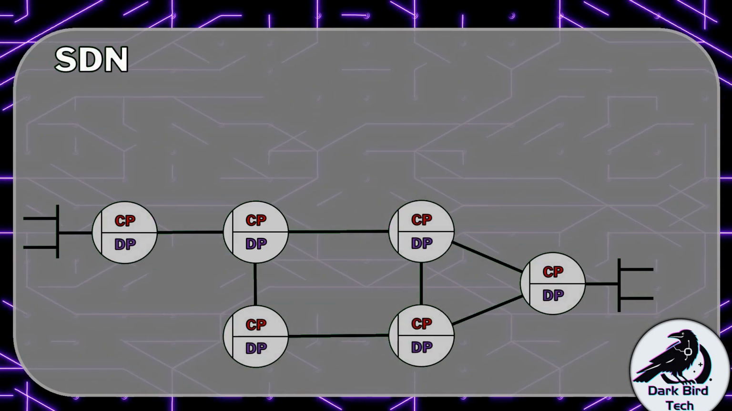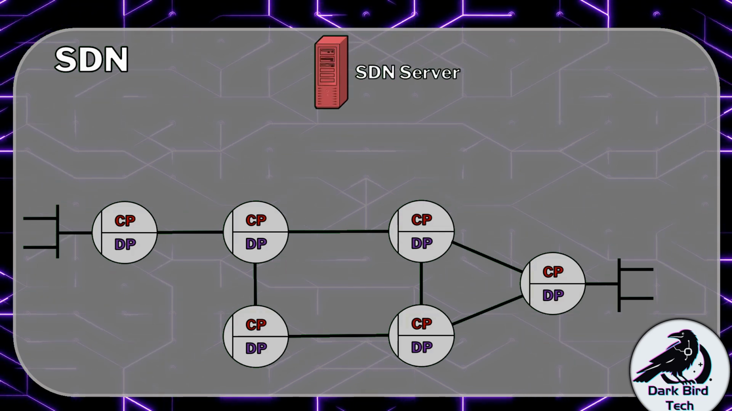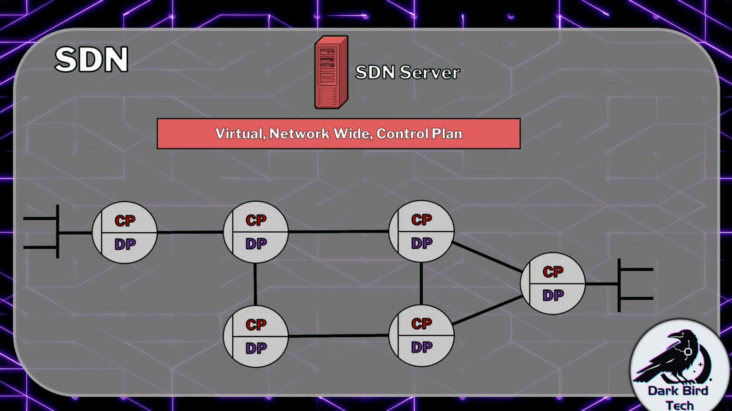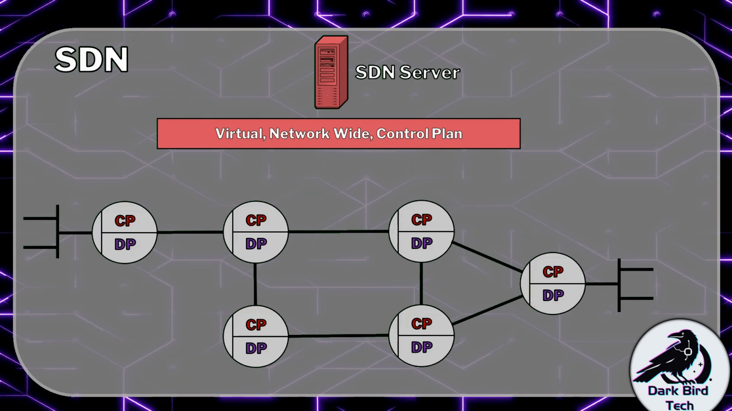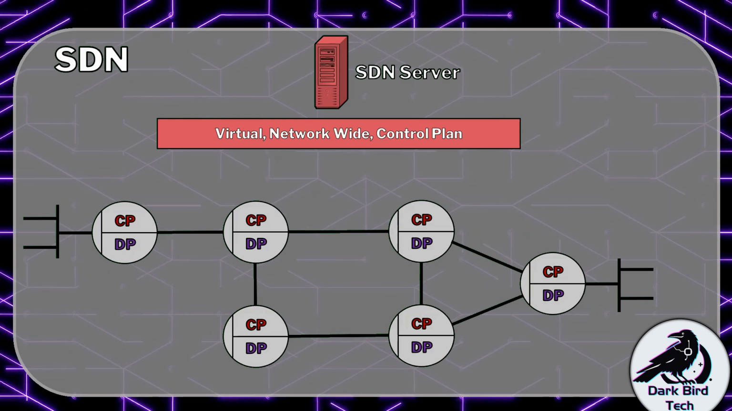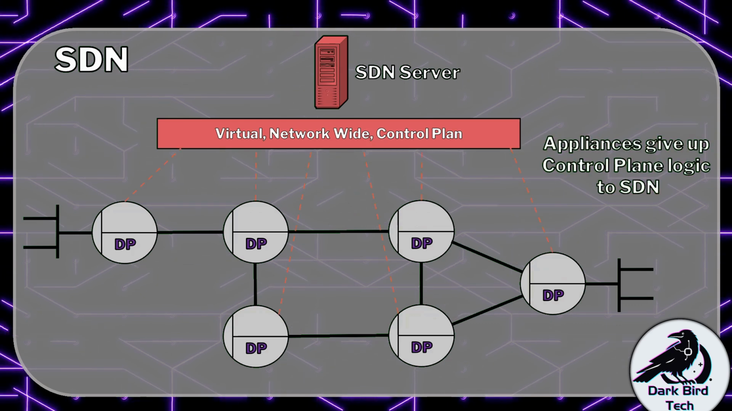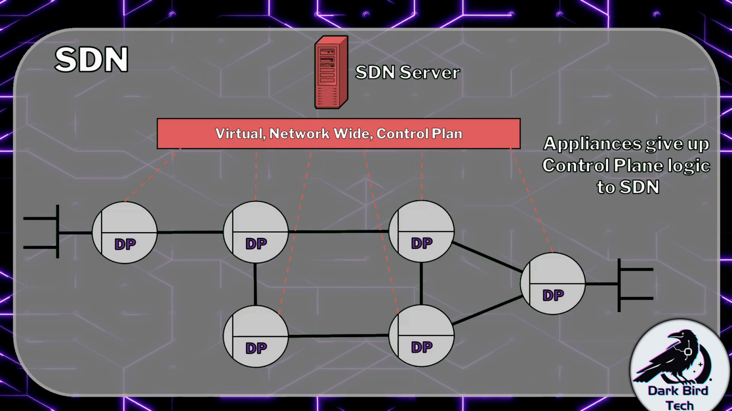So this is where SDN, or Software Defined Network, comes in. So what's going to happen is we're going to deploy an SDN server. And this SDN server runs a virtual network-wide control plane. And obviously the server is connected somewhere here, but arbitrarily it doesn't really matter, because all of the appliances are going to give up their local control plane, mostly, and rely on that virtual network-wide control plane running on the SDN server.